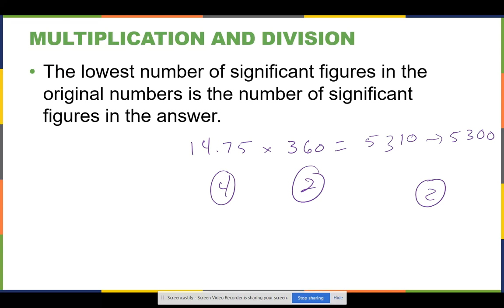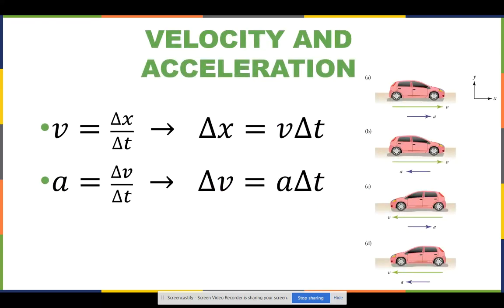Me again. I don't know why I became, we. All right, velocity and acceleration. We learned last class period about the difference in velocity and speed. What is the difference in velocity and speed?